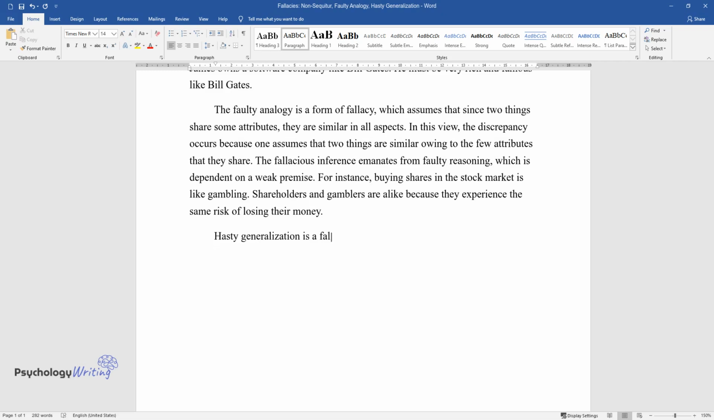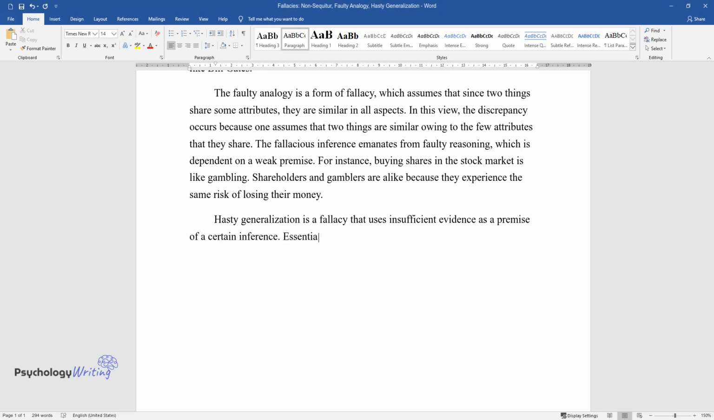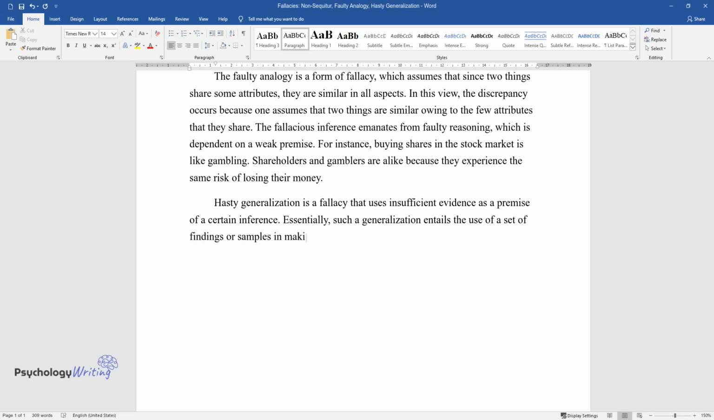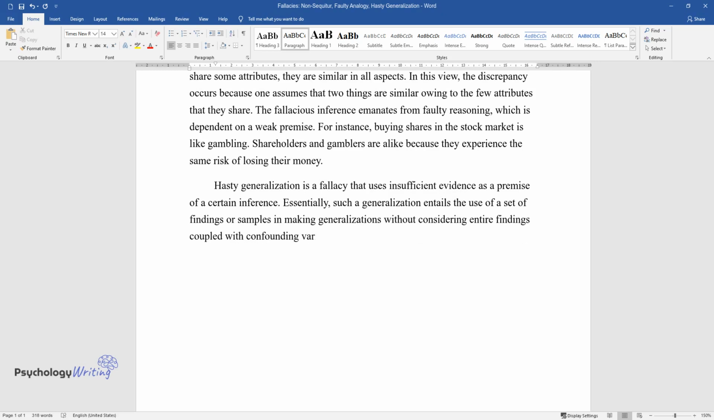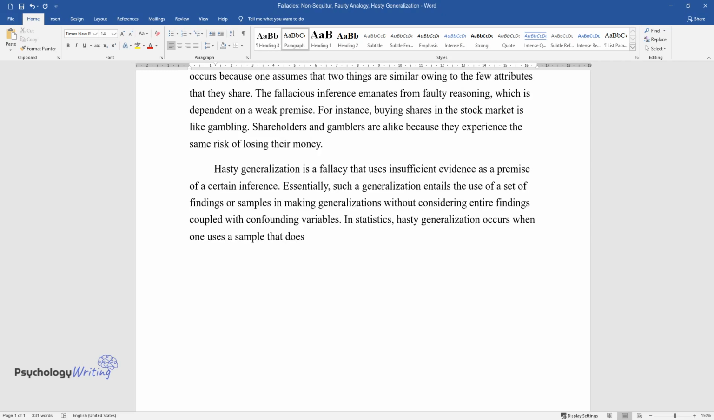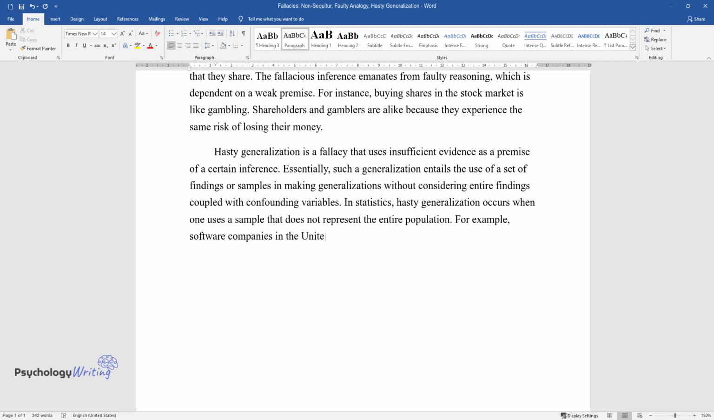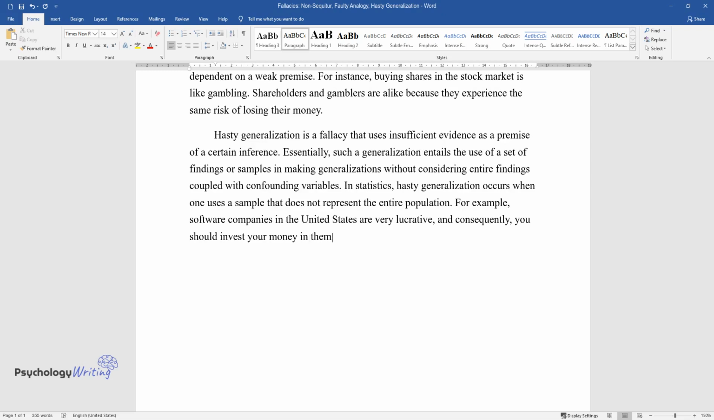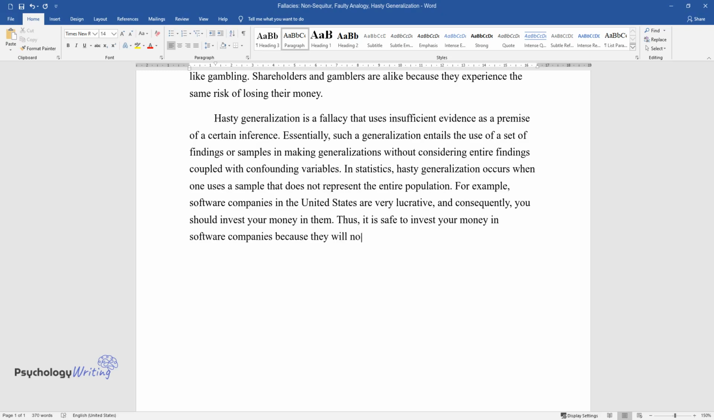Hasty generalization is a fallacy that uses insufficient evidence as a premise of a certain inference. Essentially, such a generalization entails the use of a set of findings or samples in making generalizations without considering entire findings coupled with confounding variables. In statistics, hasty generalization occurs when one uses a sample that does not represent the entire population. For example, software companies in the United States are very lucrative, and consequently, you should invest your money in them. Thus, it is safe to invest your money in software companies because they will not be insolvent.